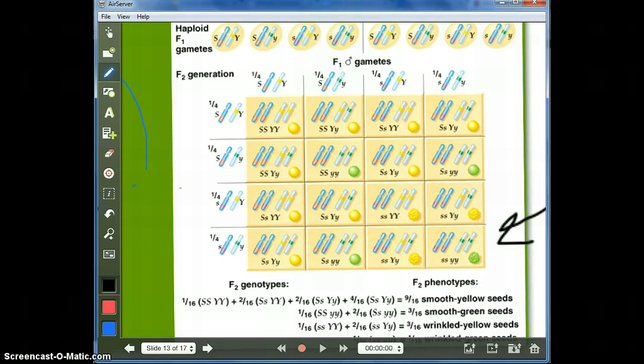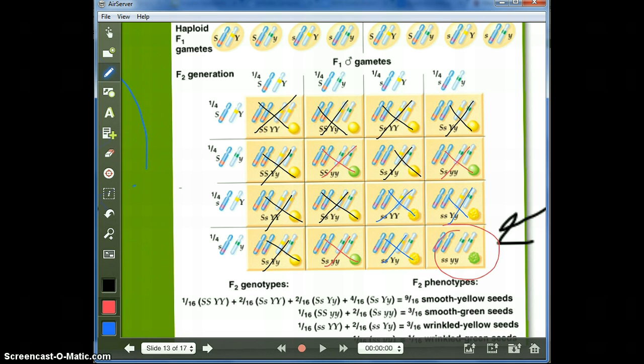What that refers to, 9 of them are going to have yellow and smooth, dominant phenotypes for both. So yellow and smooth. There's 1, 2, 3, 4, 5, 6, 7, 8, 9. 3 of them should be smooth but green. 1, 2, 3. 3 of them should be yellow, the dominant yellow color, but they're wrinkled. 1, 2, 3. And then you only have the one chance, so a 9 to 3 to 3 to 1 chance of actually being green and wrinkled.